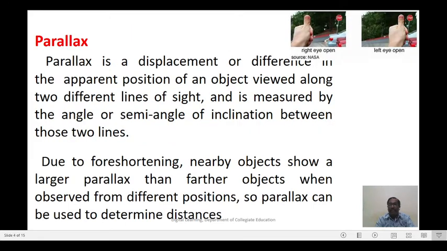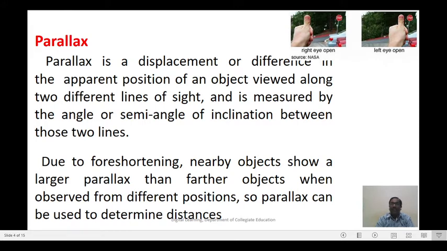Parallax. Now open your thumb as shown in the figure. Observe the position of the thumb with your right eye when the left eye is closed. Without changing the position of the thumb, observe the thumb with the left eye when the right eye is closed. What will you observe? You observe that there is a shift in the position of the thumb. This change in position is called parallax.